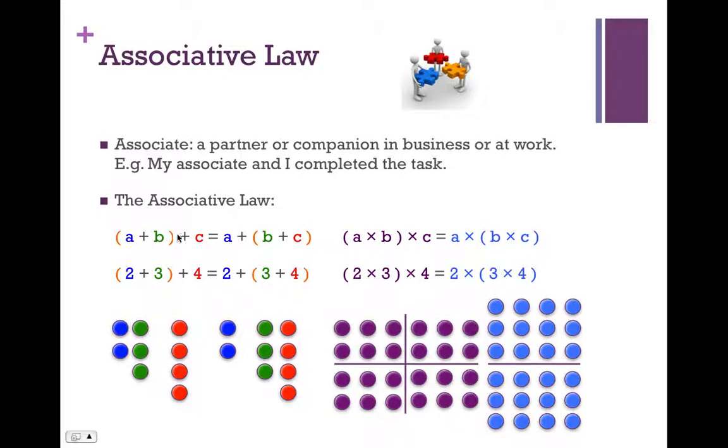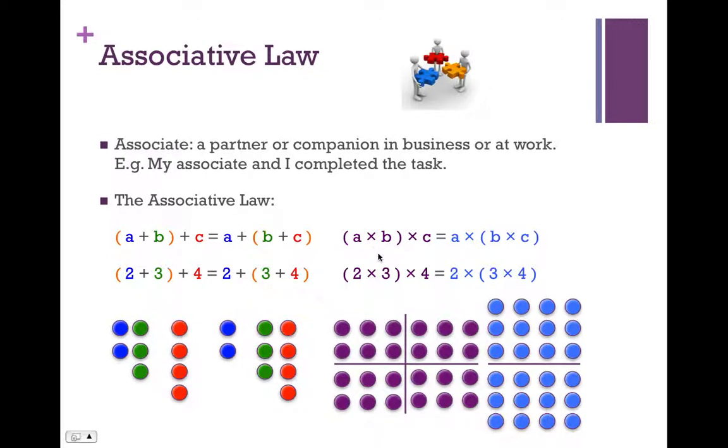So in this example here, in the addition law, we have brackets around a plus b, which means we'll do a plus b first and then we'll add c to the result of that. And the associative law states that if we added b and c together first and then added a to it, we'll get exactly the same result. So in the example we have 2 plus 3, which is 5. Add 4 to that, it gives us 9. We'll get the same result as if we added 3 to 4, which is 7, and then added 2 to 7, which also equals 9.